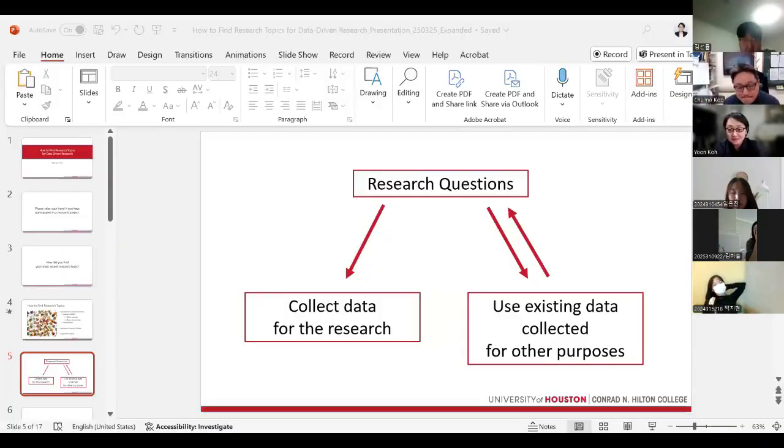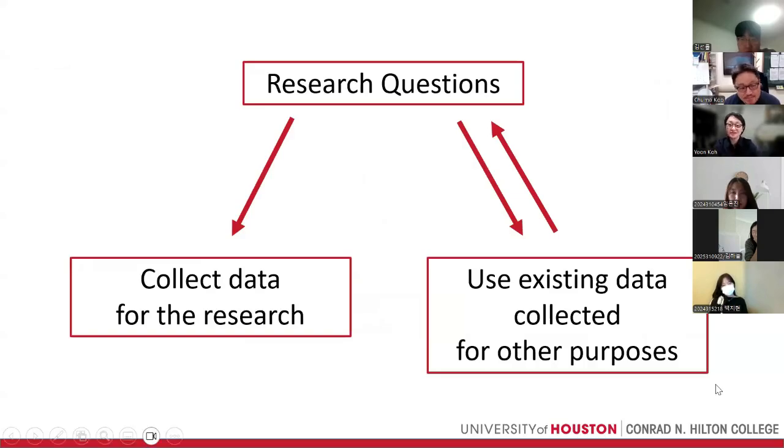Good. Yeah. So using existing data collected by other people for other purposes, an example can be TripAdvisor or Airbnb.com, right? If you go to the website, you see the title and pictures and all those kinds of information. That can be a data point as well.